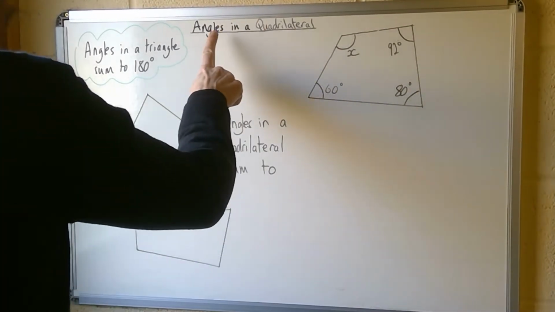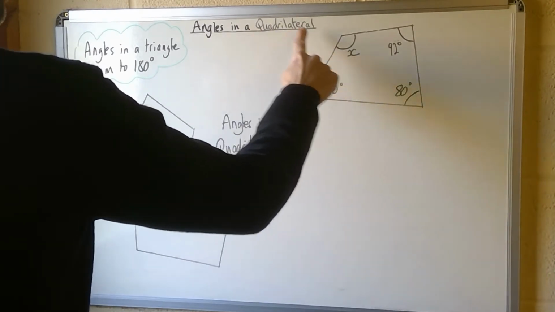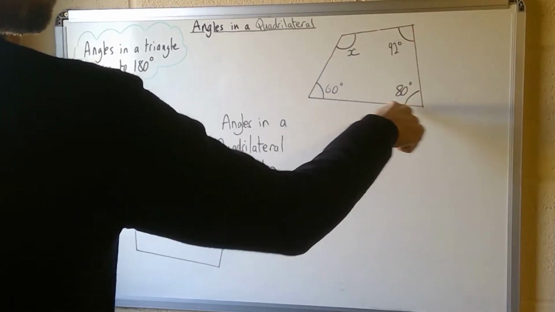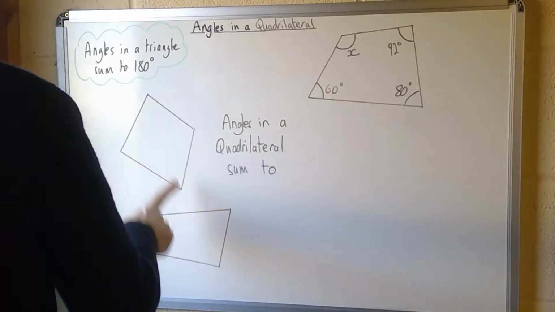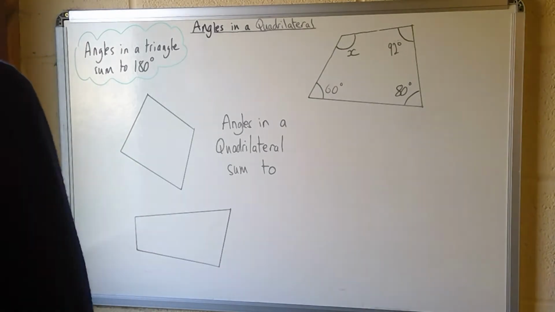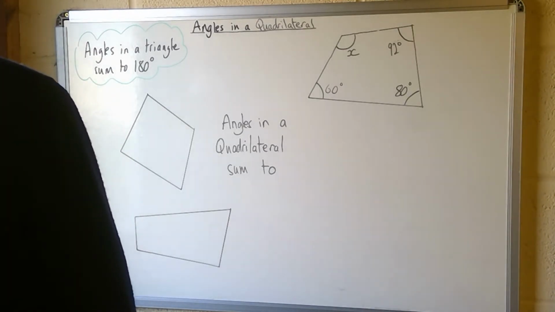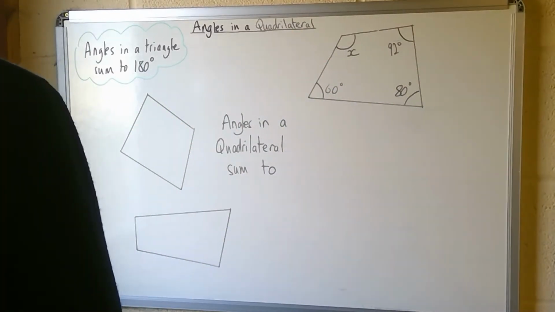Okay, today we're going to look at angles in a quadrilateral. A quadrilateral is any shape with four straight sides. So that would be a quadrilateral. I've got two here. Other quadrilaterals you're probably familiar with are squares and rectangles, parallelograms. There's quite a number of different types. This rule today actually applies to any quadrilateral.